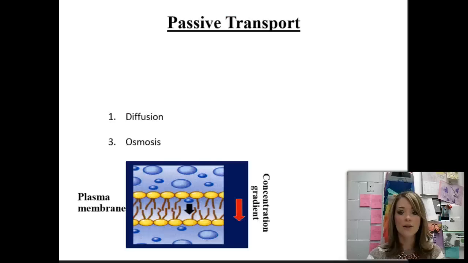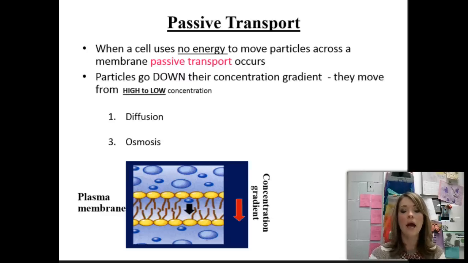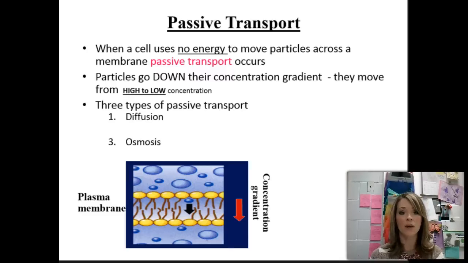All right, now we're on to passive transport. And passive transport is when a cell does not have to use energy to move particles across the cell membrane. It happens when particles are moving from a high concentration to a low concentration, so they're going down that concentration gradient. And since that happens naturally, it doesn't require the cell to use any energy to move those particles. There's 3 types of passive transport that we're going to talk about. 1 is diffusion, 2 is facilitated diffusion, and 3 is osmosis.